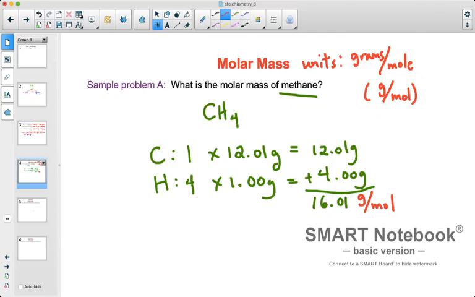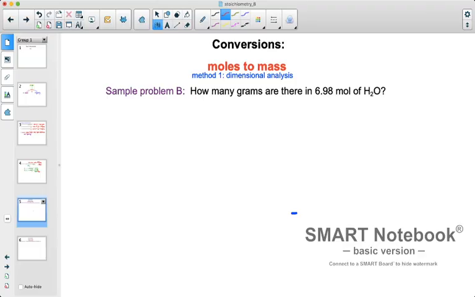Now, some other types of questions that you're going to encounter when we talk about the mole being a mass is really how to convert either moles to mass or mass to moles. And I'm going to show you 2 different methods that you can utilize. One that's kind of older and one that you tend to use in math. And you're allowed to use either one, whichever one is comfortable for you.